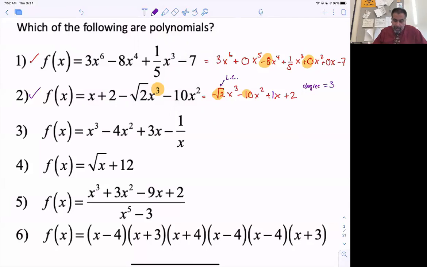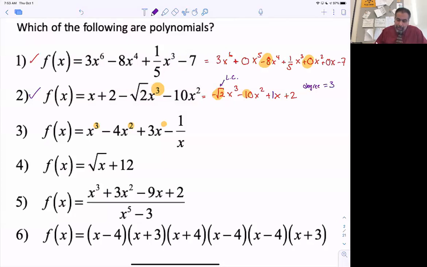When we get to number 3, again, we're looking, can we find the degree first? If it has a degree, we're halfway there. And the highest exponent is 3. So we're feeling pretty good about this one. It goes from 3 to 2. There's a 1 there. But now we run into this 1 over x.